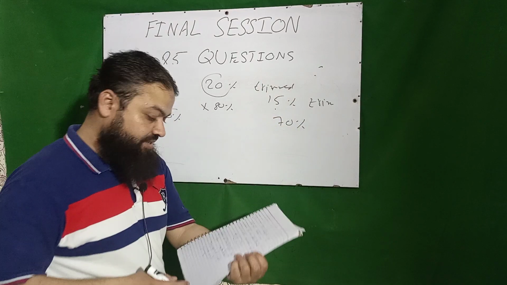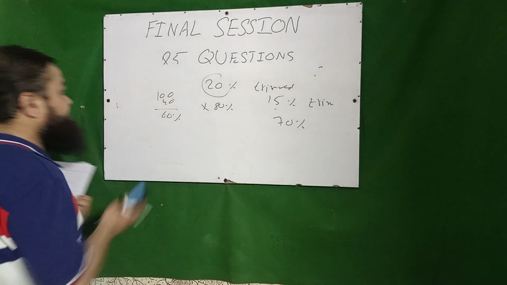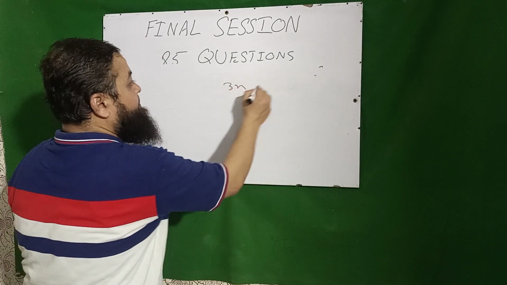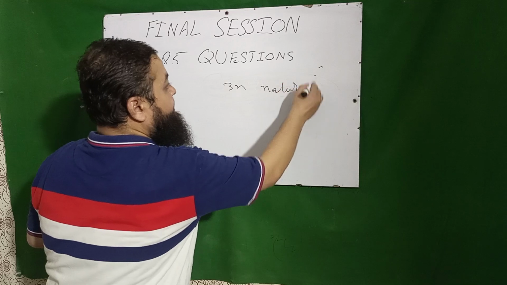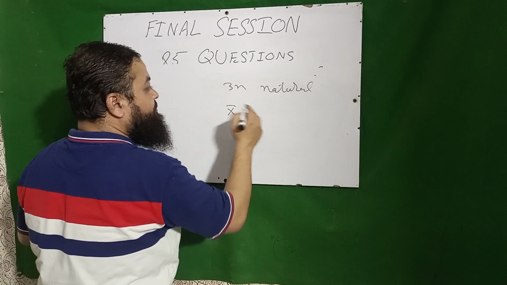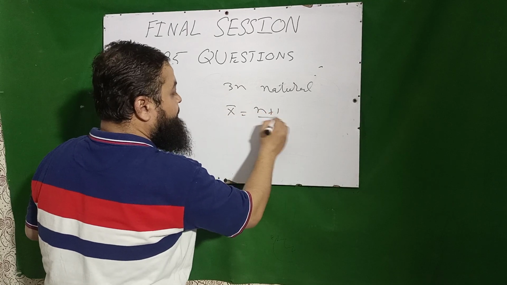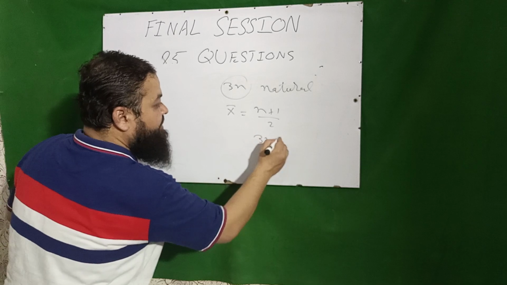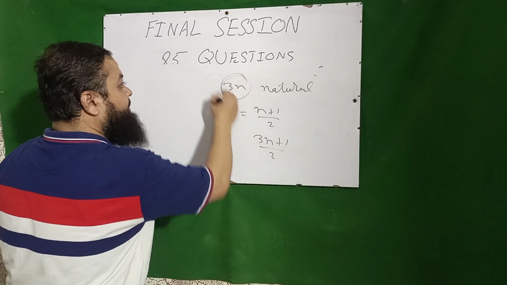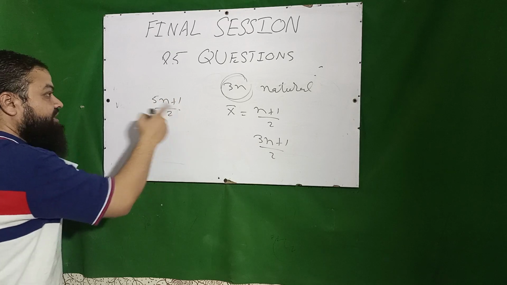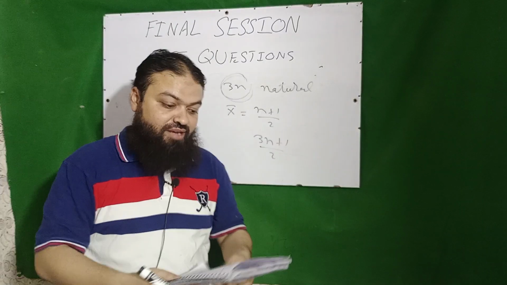Next question is average of 3n natural numbers. Dear students, as I told you, mean, average is equal to, for the natural numbers, n plus 1 over 2. If in the exam they ask for 3n numbers, that will be 3n plus 1 over 2. If they ask for 5n natural numbers, then that will be 5n plus 1 over 2. And you can solve the numerical question as well.